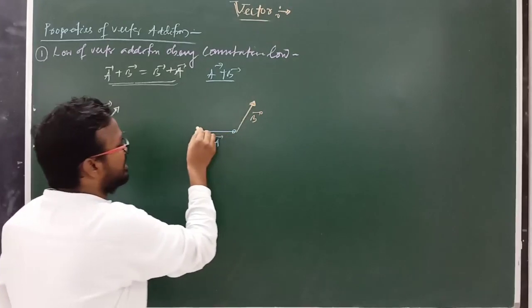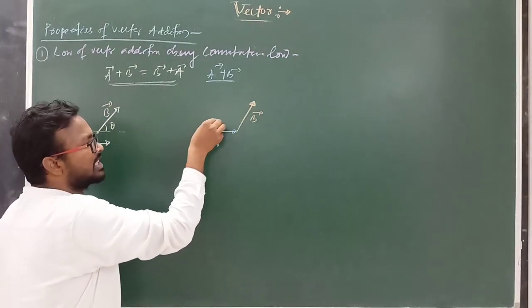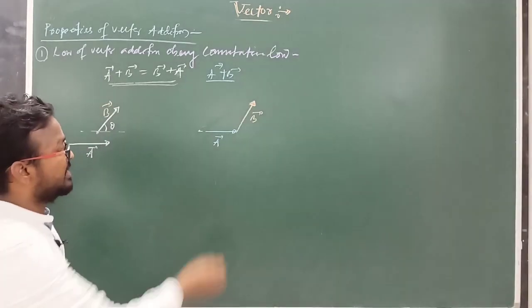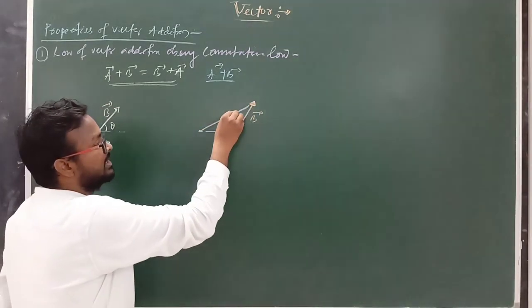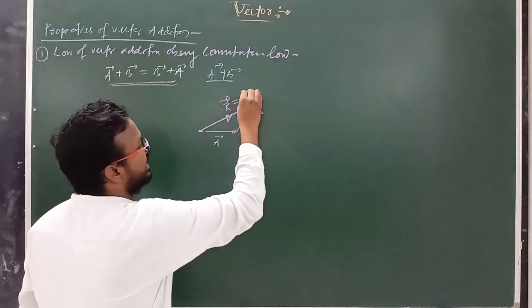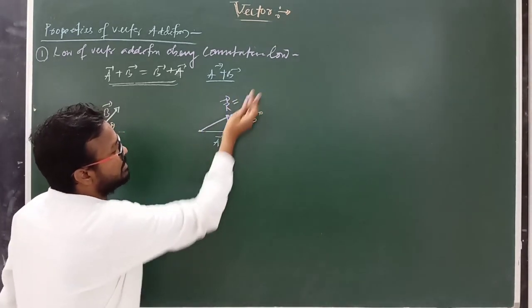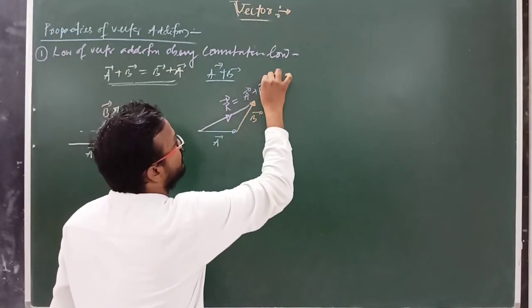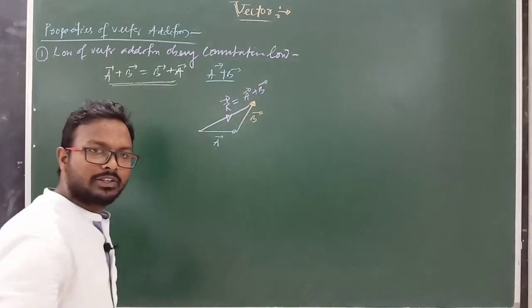And what is the resultant vector? The closing side, the third side of the triangle, is known as the resultant vector. Here you can draw the resultant vector. This is the resultant vector, and the resultant vector is always taken in opposite order. Vectors A and B are in the same order, but the resultant is in opposite order. This is A plus B.